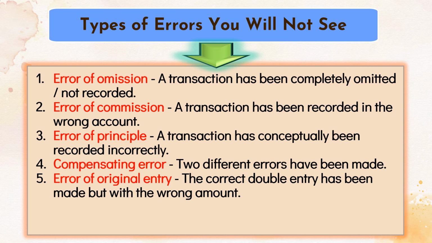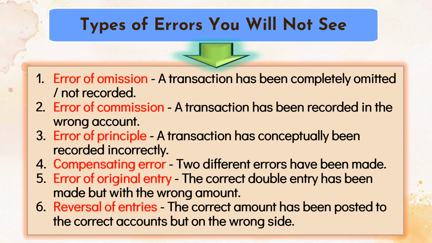Number 5, error of original entry. That is, the correct double entry has been made but with the wrong amounts. And number 6, reversal of entries. That is, the correct amount has been posted to the correct accounts but on the wrong side.